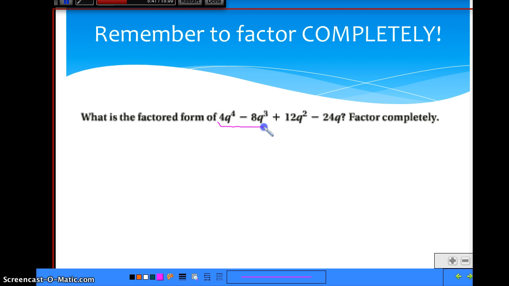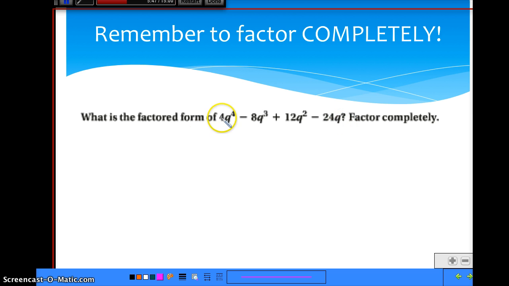All right, I can break this into 2 groups. Now, I better be careful, because before I break it into 2 groups, I need to first think about, is there even a GCF? Because if I can take a GCF out of this first, then I actually am going to make this problem a lot easier.